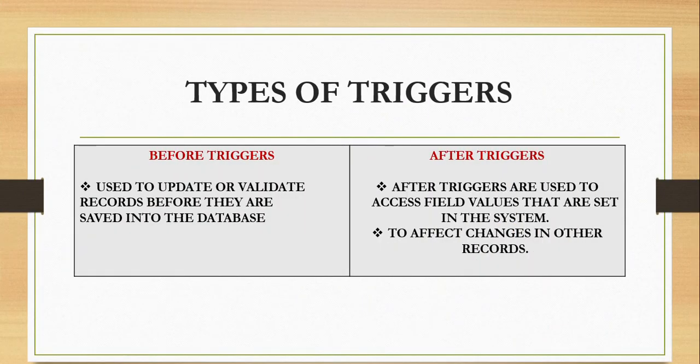What are the types of trigger? Triggers are of two types: before triggers and after triggers. Before triggers are used to update or validate records before they are saved into the database, and after triggers are used to access field values that are set by the system to affect changes in other records.